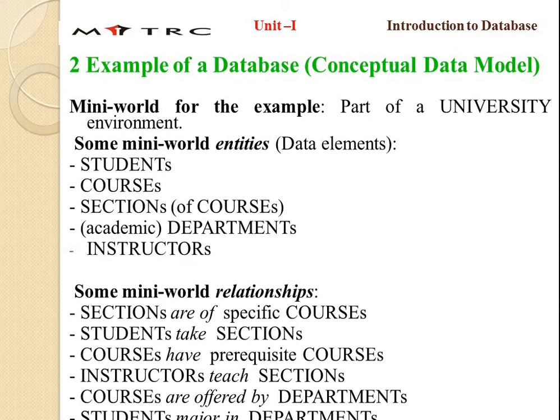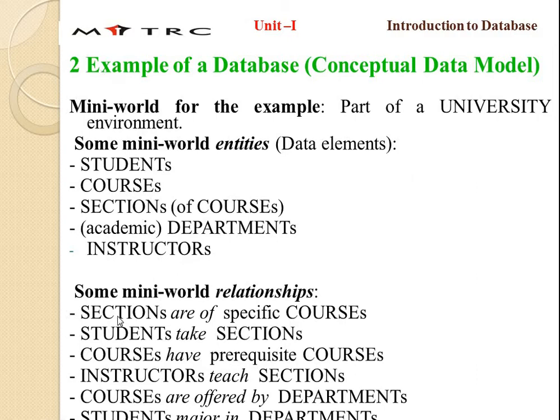It comprises entities: the student, the course, the sections, the department, and the instructors or teachers. The relationships that exist between these things are: sections are of courses, students take sections, courses have prerequisite courses, instructors have sections, courses are offered by the department, and students have majors in the department.